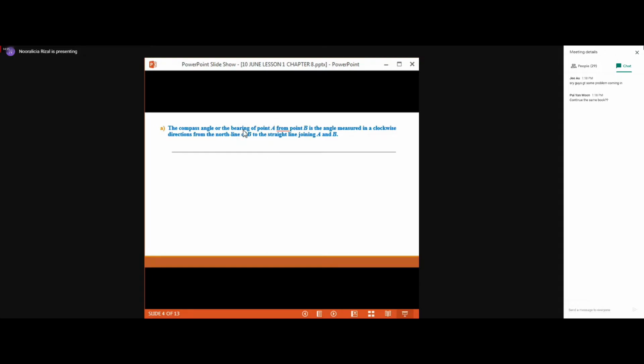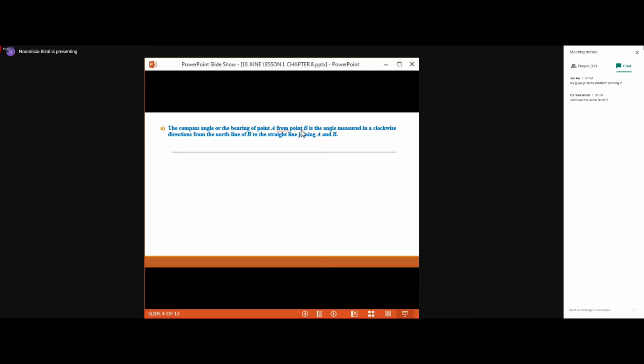All right. So if I want you to find the bearing of point A from point B, you always have to look at the word "from". So this is where you are going to stand. My question here says bearing of point A from point B. So meaning you're standing at point B, and you are going to look at point A to find the bearing.